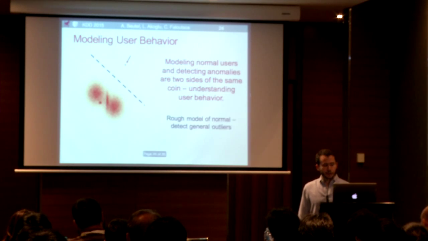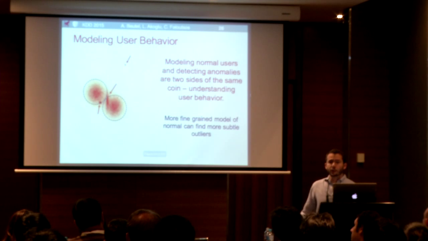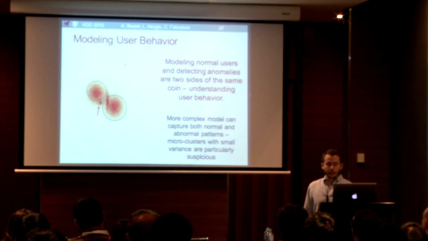So in this picture here, I might say we have this general form, a rough model of normal, and this thing out there is an outlier. You might have more fine-grained models. There are really these two clusters in this model, and these points are on the periphery of those clusters. We might get an even more complex model where we'll have maybe three different clusters.